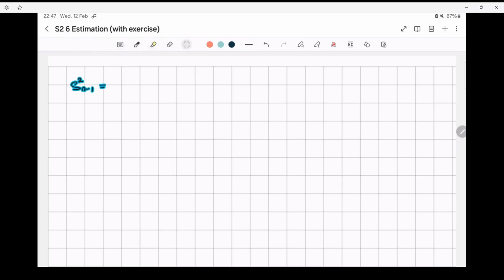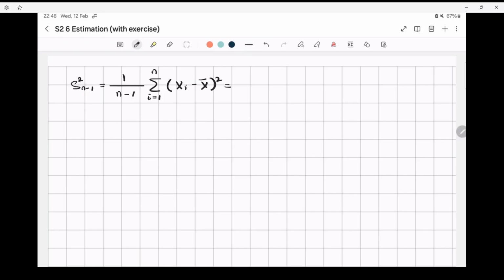This particular equation is given by this: 1 over n minus 1, the sum of i equals 1 until n, of xi minus x bar, squared. Oh, sorry, the square is outside. So previously this is the equation that we did.